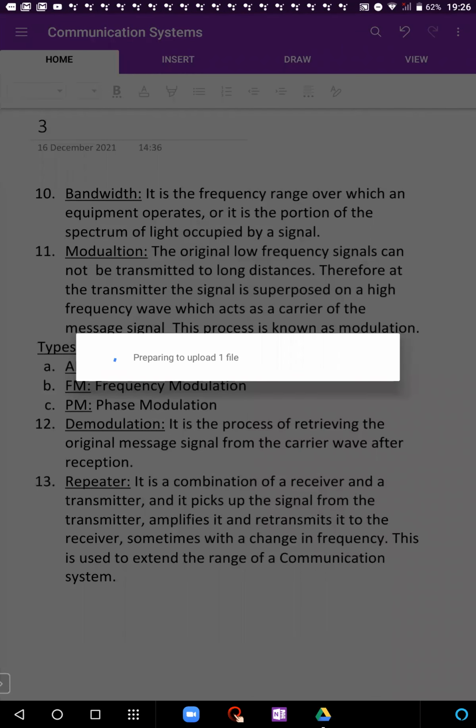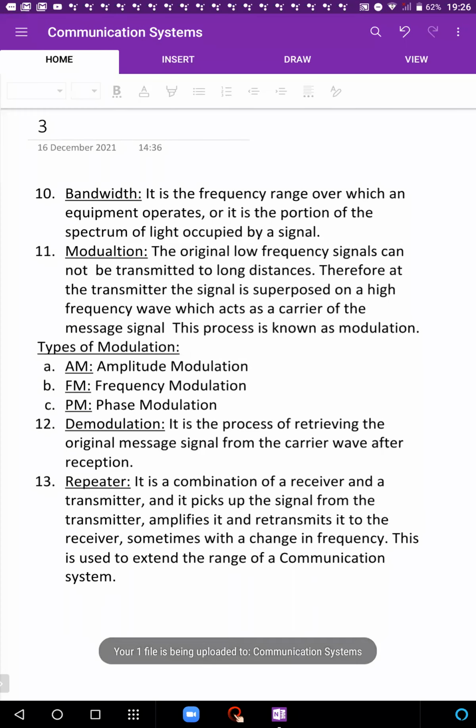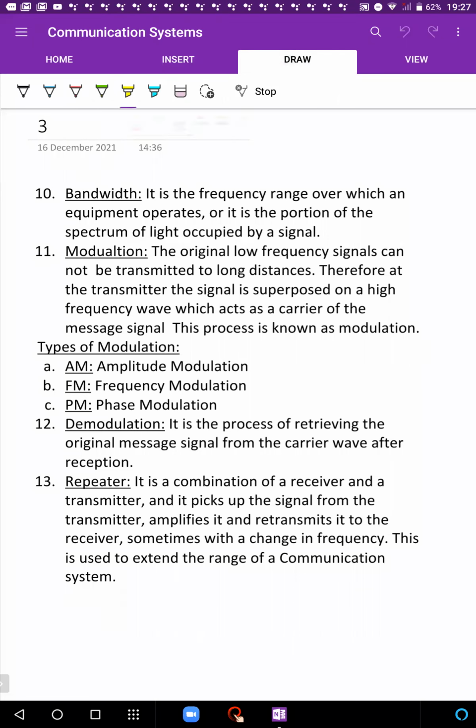What is modulation? The original low frequency signals cannot be transmitted to long distances. We'll see why. We'll study modulation in more detail. So therefore, at the transmitter, the signal is superposed on a higher frequency wave, which acts as a carrier of the signal. This process is modulation. So our low frequency wave, for some reasons, as we will see, is not the most suitable for transmission. So what will we do? We will superpose it on a high frequency wave, and there are different ways of superposing, which we will see ahead.